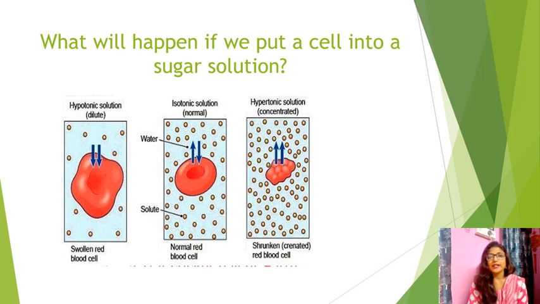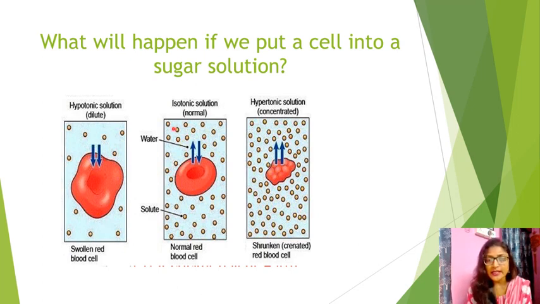What will happen if we put a cell into a sugar solution? Before knowing this answer, we have to know what types of solutions there can be. It can be either the dilute solution or the normal solution. Another one is the concentrated solution. Dilute solution means the sugar particles are very few compared to the water particles. So in this solution, water concentration is more than the sugar concentration.